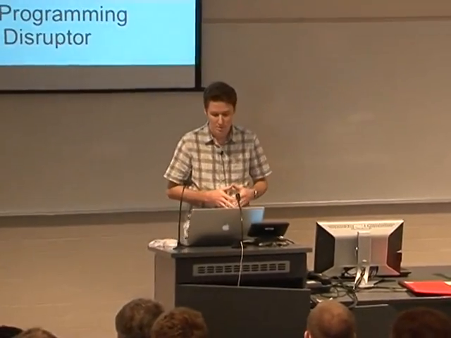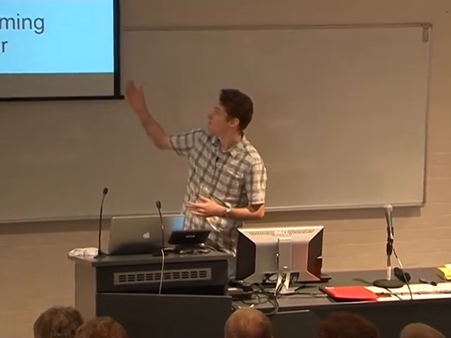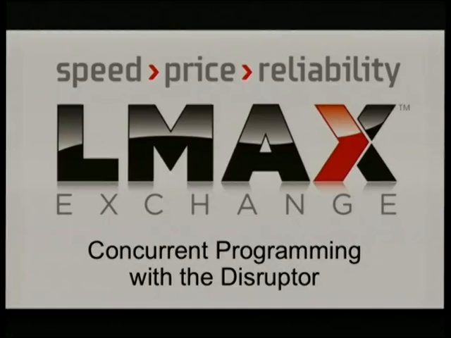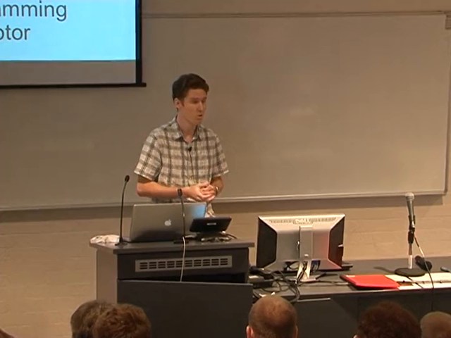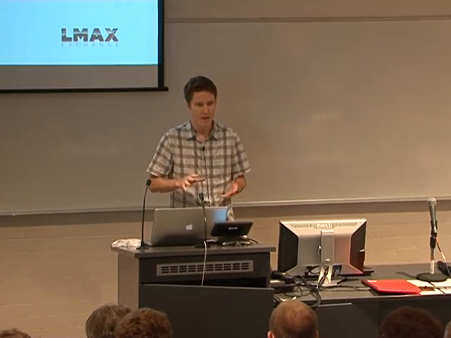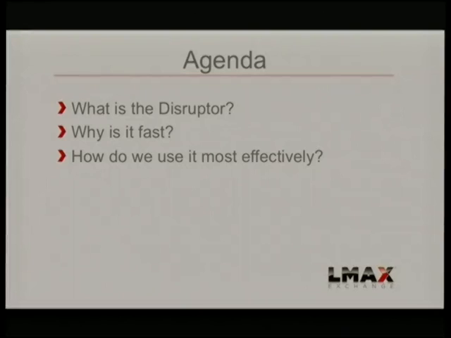Thanks, and welcome. As Daniel just said, my name's Adrian Sutton, and I'm from LMAX Exchange. We're a UK-based financial exchange, and as you can see from the big logo, three things we care about are speed, price, and reliability. With exchanges, price and reliability really drive from speed. A year or two ago, we open-sourced what is essentially the core of our exchange, which we call the Disruptor. Today I'd like to take you through what the Disruptor is, why it's fast, and how we and you can use it most effectively.